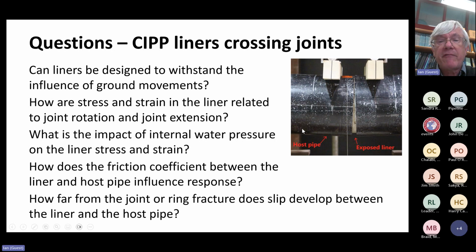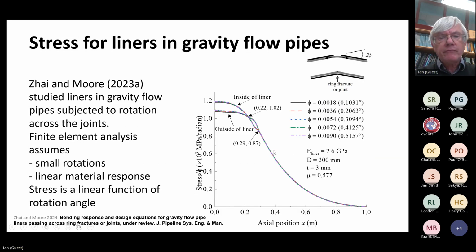And that can be relevant. For example, if we've got a cast iron water pipe with a liner, we have to think about the service connections that are attached to that pipe system. And one concern is, will that slip that's developing interrupt flow or cause damage or leakage at service connections? So understanding how far away that slip develops under certain circumstances can help us judge whether or not those service connections are going to be compromised by those ground movements.